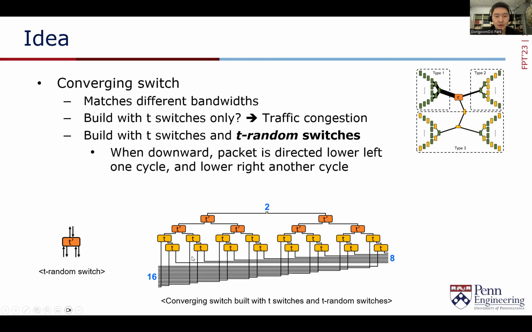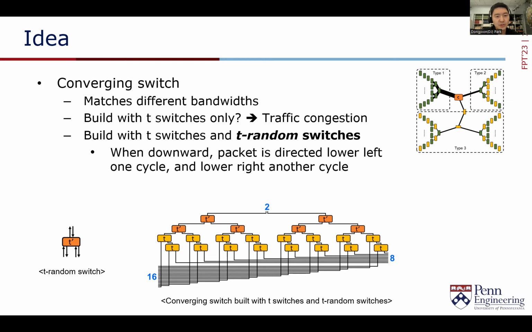The figure on the bottom is the zoomed in view of the converging switch here. The role of this converging switch is that it matches different bandwidth from different subtrees. And the simplest thing we can do is build this converging switch only with T switches, but that architecture will lead to traffic congestion on the converging switch.